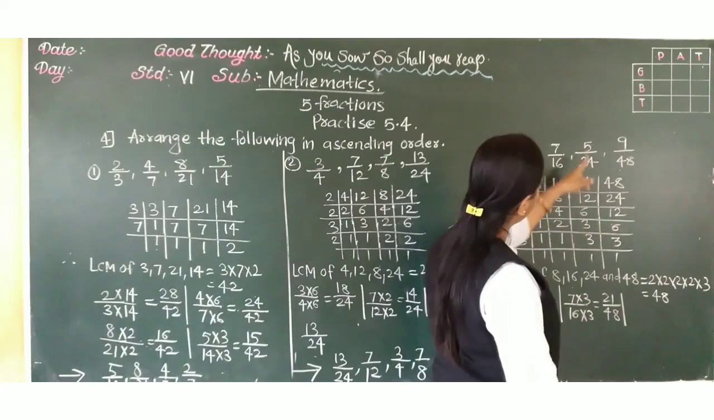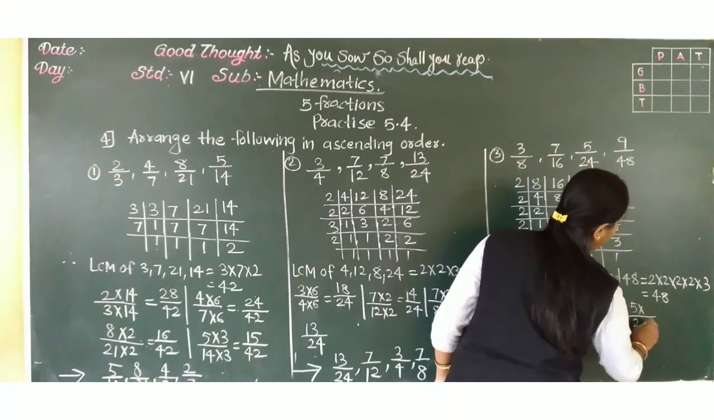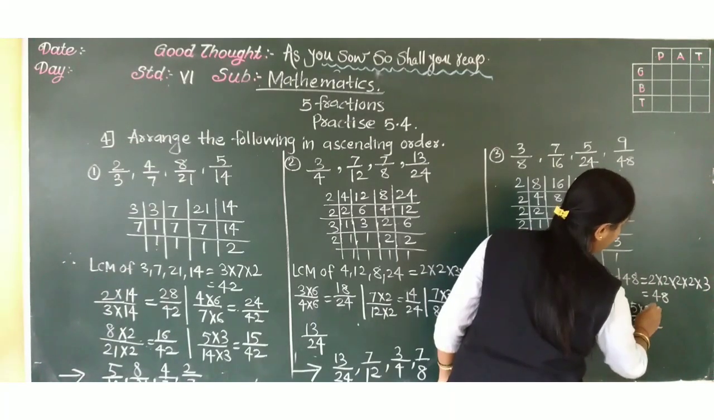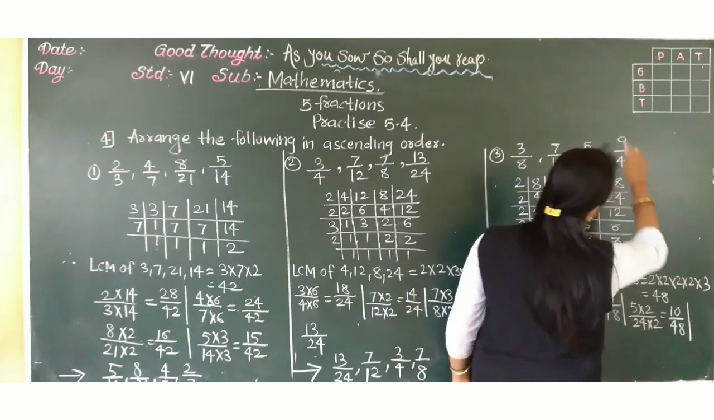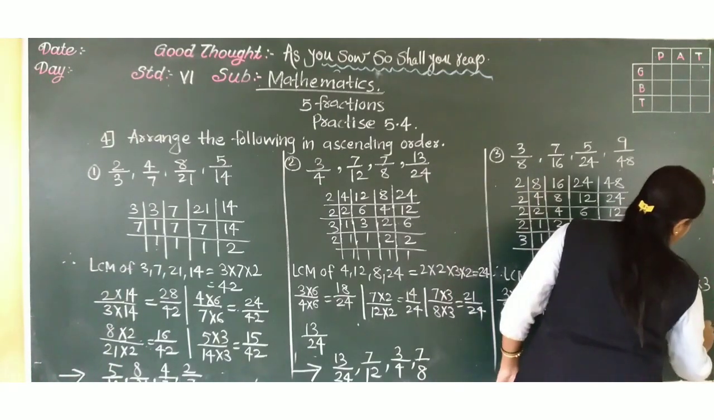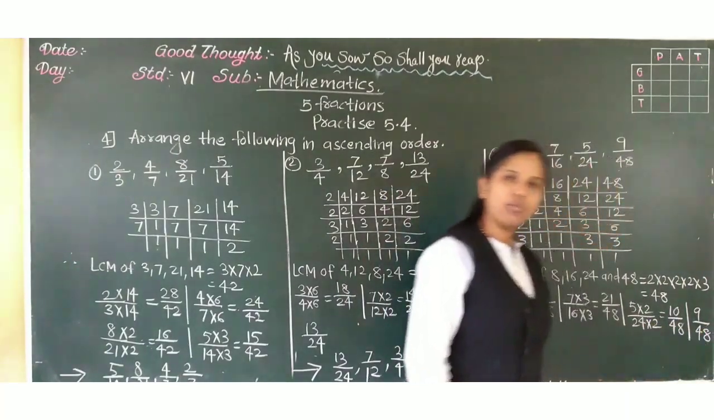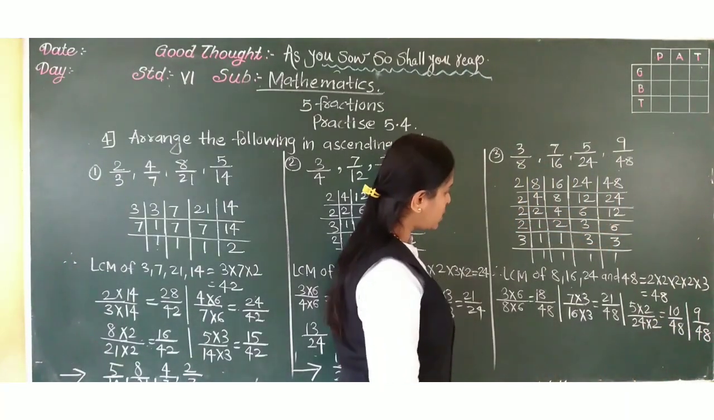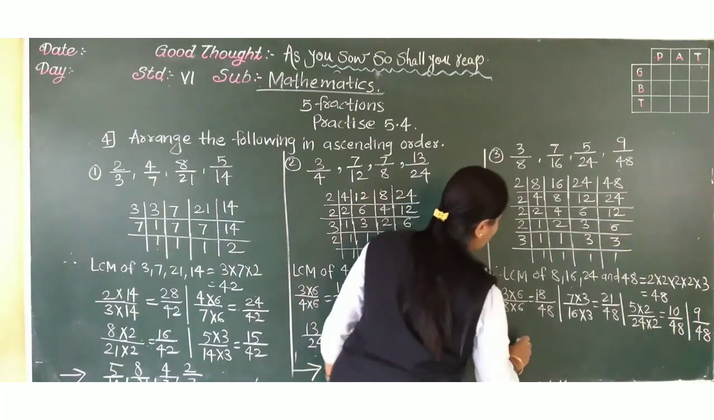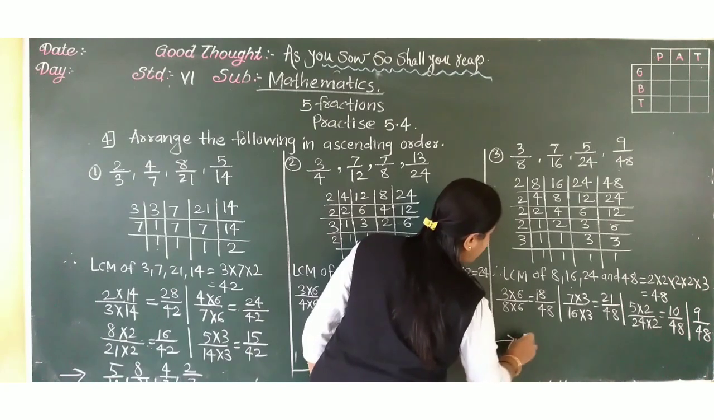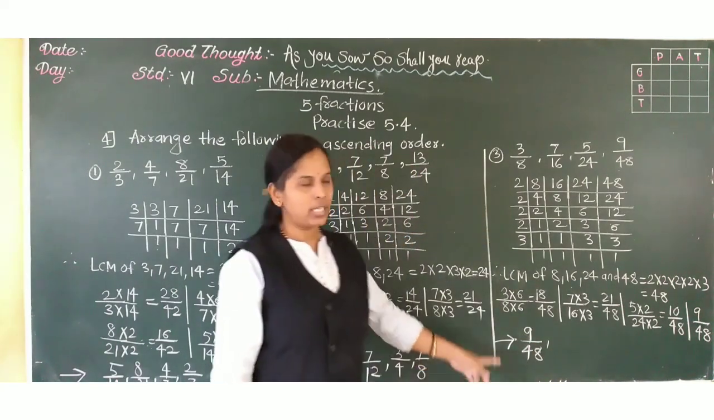Next 5 upon 24. So 24 2s are 48, so 5 2s are 10. And 9 upon 48 as it is. Now look, all of them have become like fractions. Now compare. Which is the smallest one? 9 upon 48. So ascending order means the smallest we have to write first. So 9 upon 48 is the smallest.